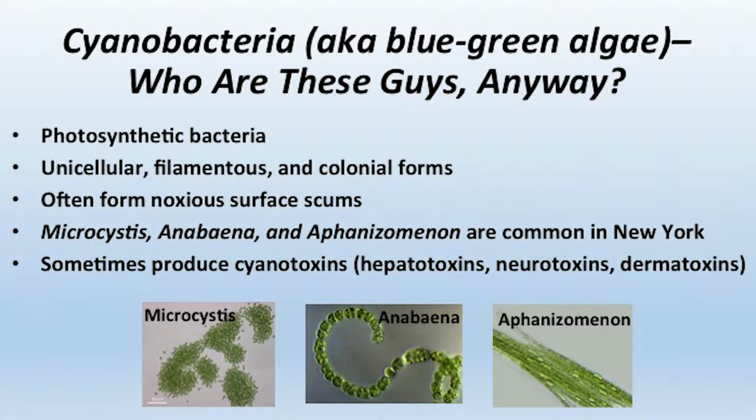And as we know, sometimes cyanobacteria produce toxins, and these include hepatotoxins, which are toxic to the liver, toxins which cause problems in the nervous system, and toxins which can cause problems on our skin. Here are some micrographs which nicely show Microcystis, which is a colonial bacteria, Anabaena, these are single cells that form kind of a coiled string, and Aphanizomenon, and they tend to look kind of like blades of grass.